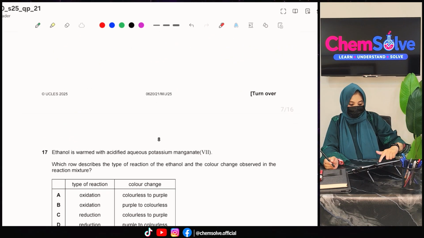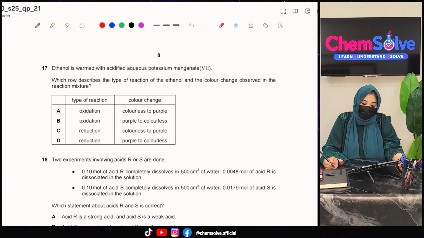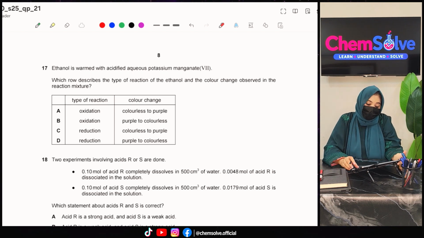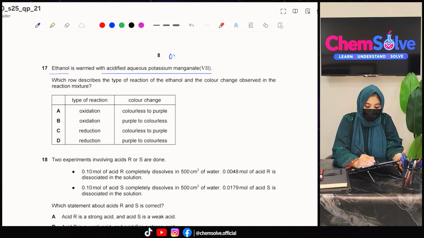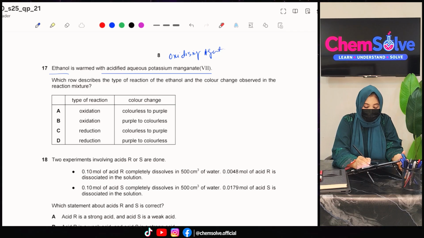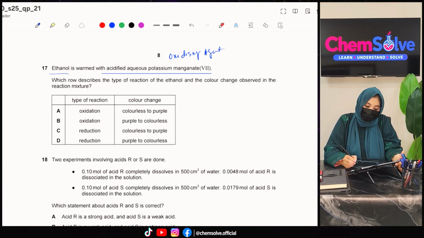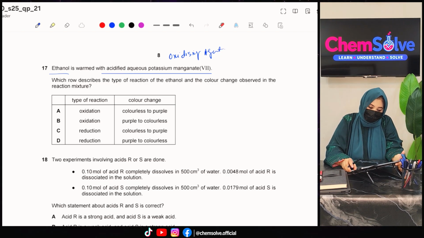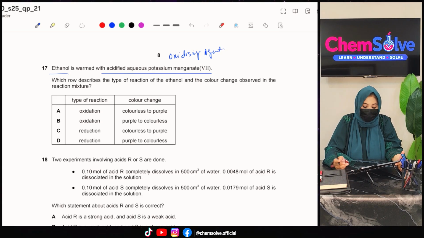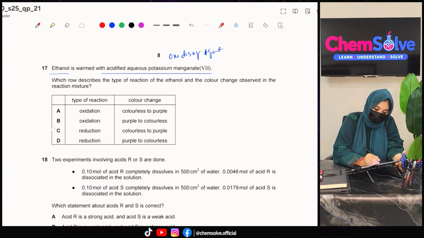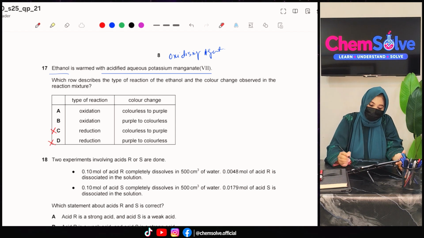Okay. Question number 17. Let's start question number 17. Ethanol is warmed with acidified potassium manganate 7. Potassium manganate is an oxidizing agent. So which row describes the color? Okay, which type of reaction? So it is an oxidizing agent. Of course, it will oxidize. If it will oxidize, it means option C and D are the incorrect ones.